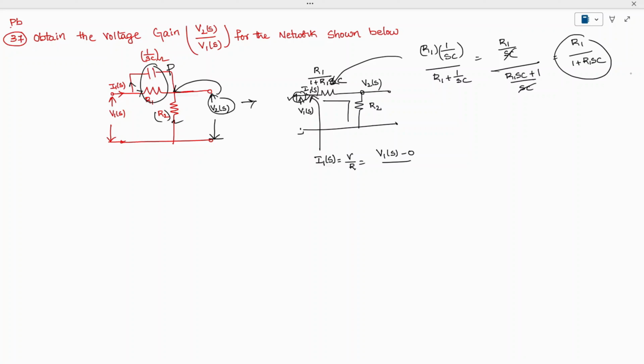The current which flows in these two branches is the same, this series current. This resistance is R1 divided by 1 plus R1 SC, plus R2. This is the value we got from the first equation. The second one: the same current I1(s) also flows in this branch, so I can write I1(s) as V2(s) divided by R2. Consider this equation 2, and that equation 1.